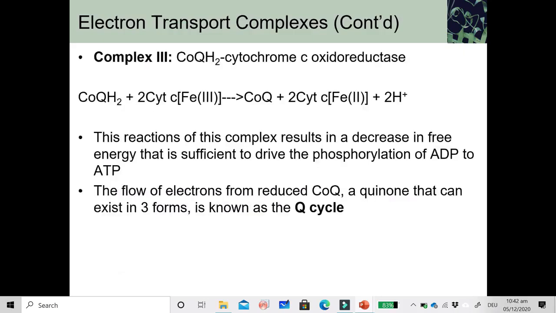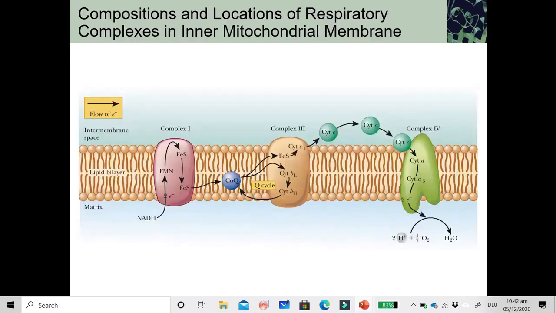So in complex 3, coenzyme Q, the reduced ubiquinol, is oxidized back to ubiquinone, in the process reducing cytochrome C, in which iron goes from the +3 oxidation state to +2. The reaction in this complex results in a decrease in free energy that is sufficient to drive the phosphorylation of ADP to ATP. The flow of electrons from reduced coenzyme Q, a quinone that can exist in free form, is known as the Q cycle.